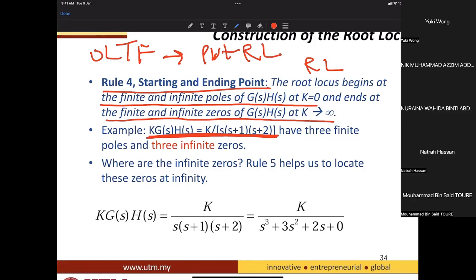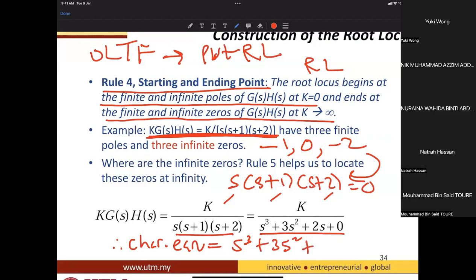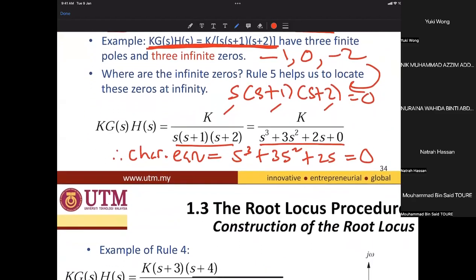So we have 3 finite poles, which are -1, 0, -2. You see? S plus 1, S plus 2 equal to 0, so you get -1, 0, and -2. So when we multiply, we have S cubed plus 3S squared plus 2S plus 0. So we have a characteristic equation, which is S cubed plus 3S squared plus 2S equal to 0. So this one we call the characteristic equation.